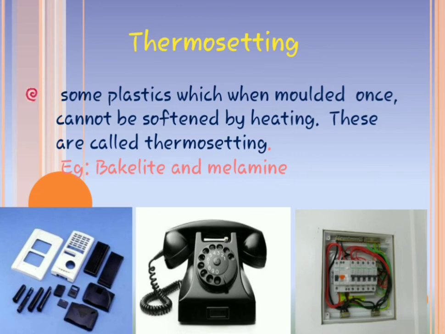So this thermosetting plastic is a very hard plastic. That's why it is used for electrical switches and plugs. Think about that. I will tell the examples tomorrow. All these things cannot be melted. That is why. So these are the two types of plastic.